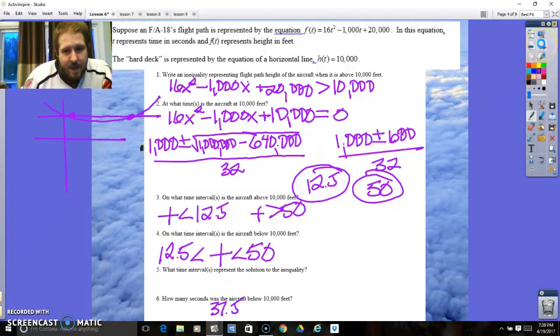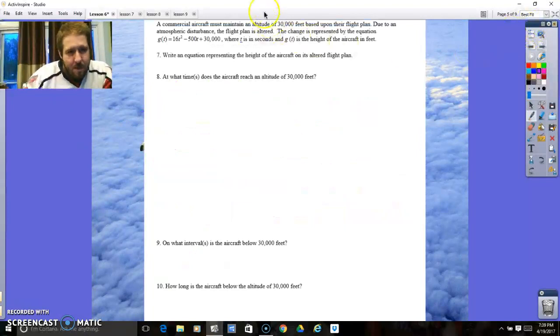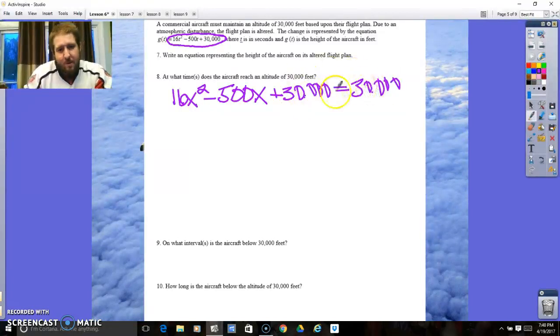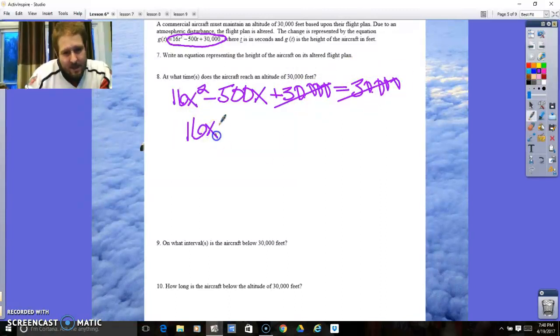All right, next question. Very similar, but it actually solves a little bit differently. This time the airplane has a different parabola, so we've got 16x squared minus 500x plus 30,000 equals 30,000. The first thing I would do is subtract 30,000 from both sides. So basically this and this are going to cancel each other. So we've got 16x squared minus 500x equals 0.